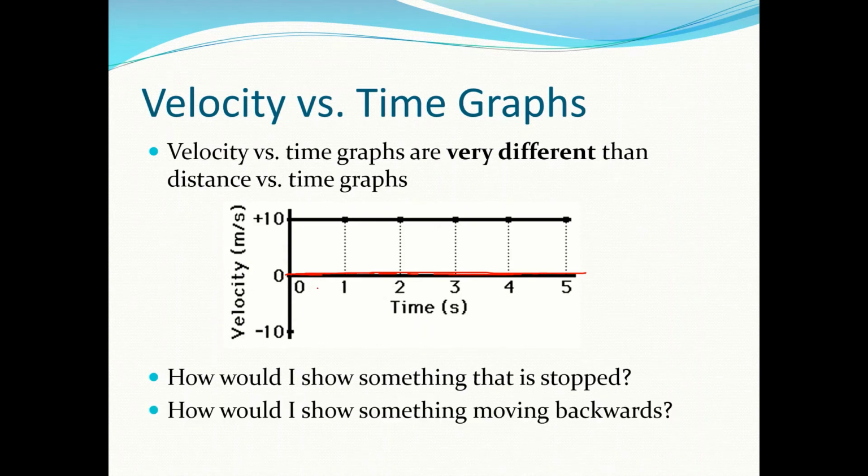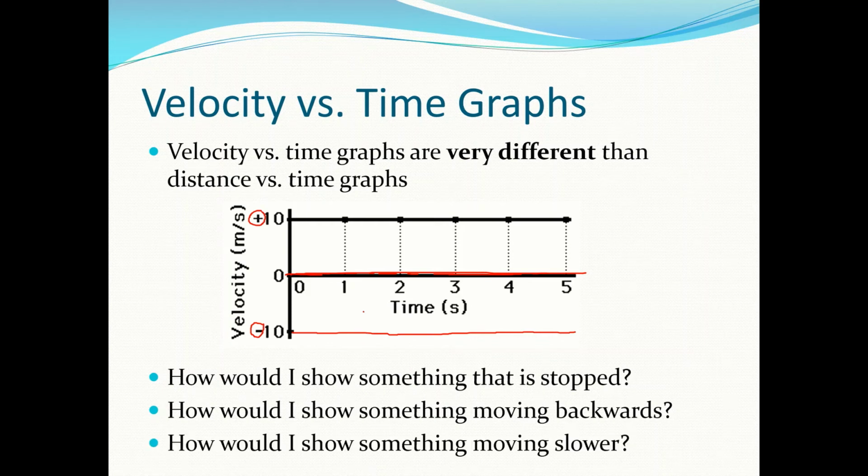How would I show something that's moving backwards? Well, this is positive velocity, which means forwards. So this is negative velocity, which means backwards. So if I wanted to show something that's going backwards at a constant speed, well, it'll just be a flat line at negative. It'd be below the x-axis.